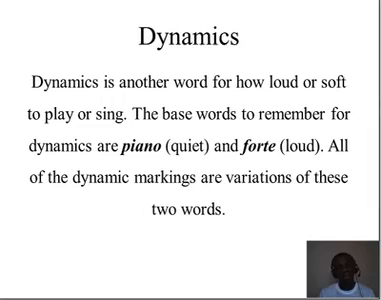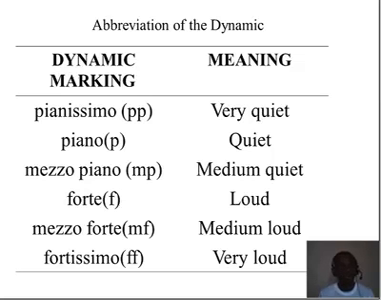So whenever you see P or F, P means quiet and F means loud. Let's take for example, if we have PP, which means pianissimo, the meaning is very quiet. If you have piano, it means quiet. If you have mezzo piano, which is MP, it means medium quiet. If you have forte, represented by the letter F, it means loud. If you have mezzo forte, which is MF, it means medium loud.